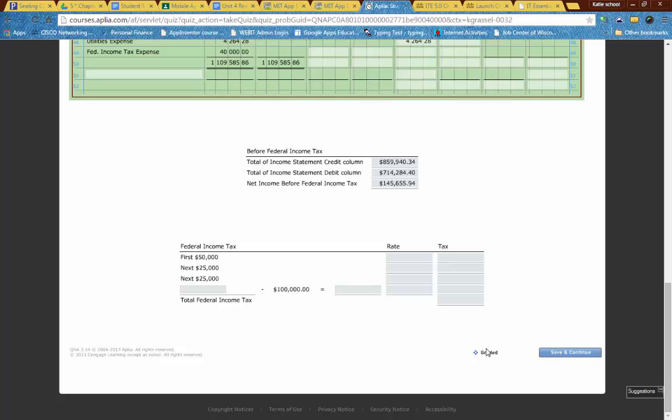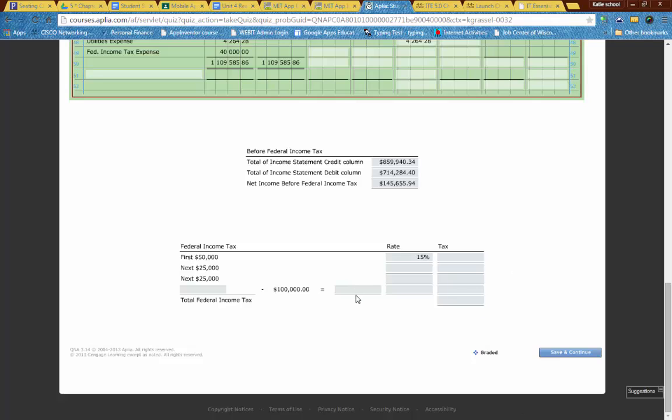Okay. Now, we need to go to this right here. So what we need to do is go through and calculate our tax, okay? What they're telling us, and this is in the book, in a section on there, is that the first $50,000 that a business makes is going to be taxed at 15%. So right here for the rate, you're going to put in 15, because they tell it to us in the book.